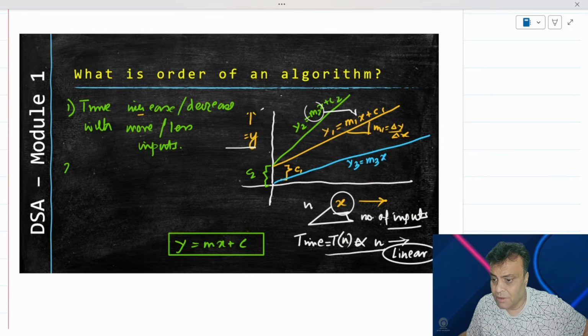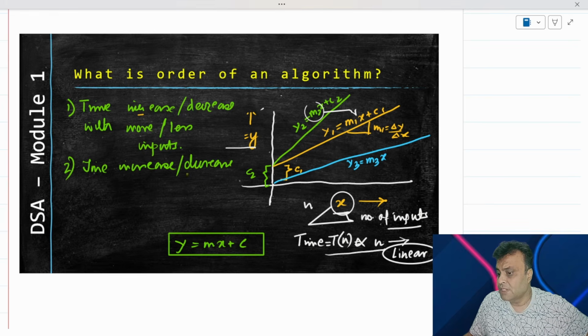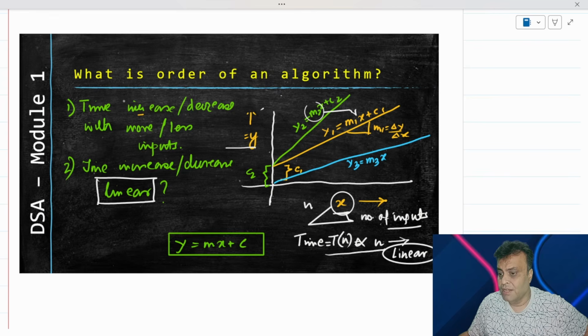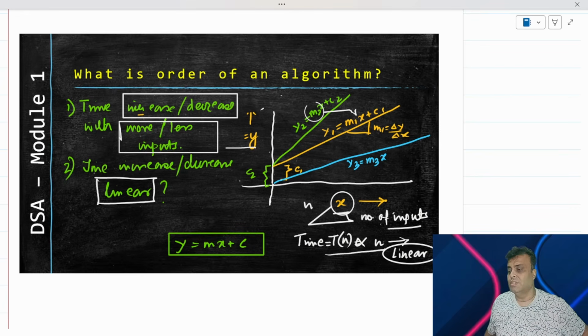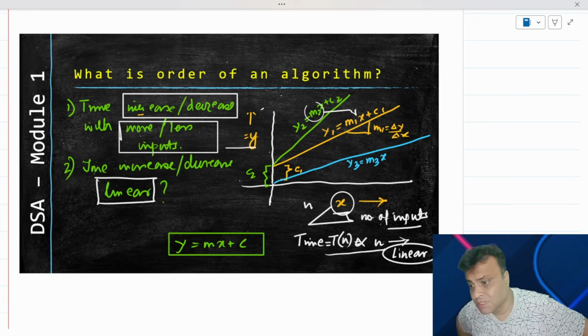Next thing that we are worried about is asking ourselves, does the time increase or decrease in a linear fashion? Is it in a linear fashion? That is what we want to find out. So this is important. This is what you need to figure out when we talk about time complexity or space complexity.